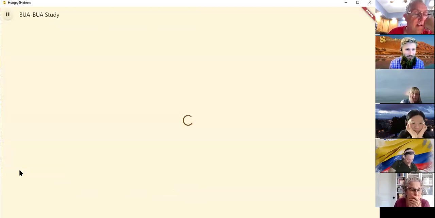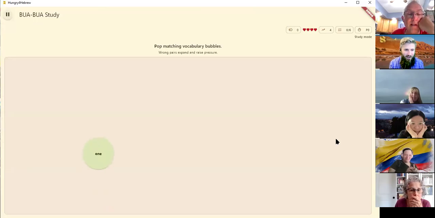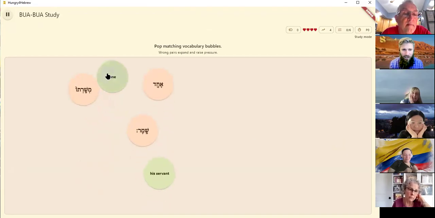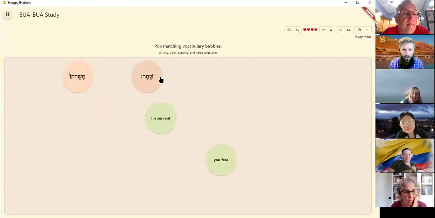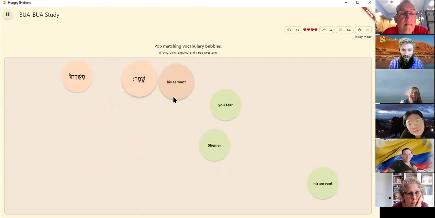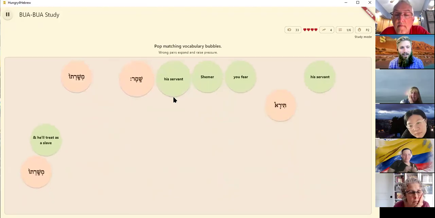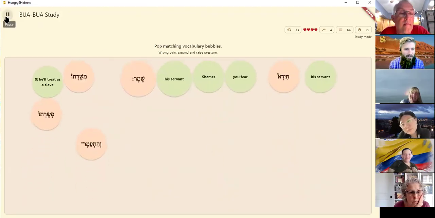Bubbles. Bubbles. Bubbles. And oh gosh, that's really small font. But the idea is that you have bubbles coming up and you're supposed to find the ones that match each other. So echad and one, you pop them. And if you select the wrong one, then they get bigger and that makes it harder. And once the whole thing fills up, the game is over. And that's a fun one.